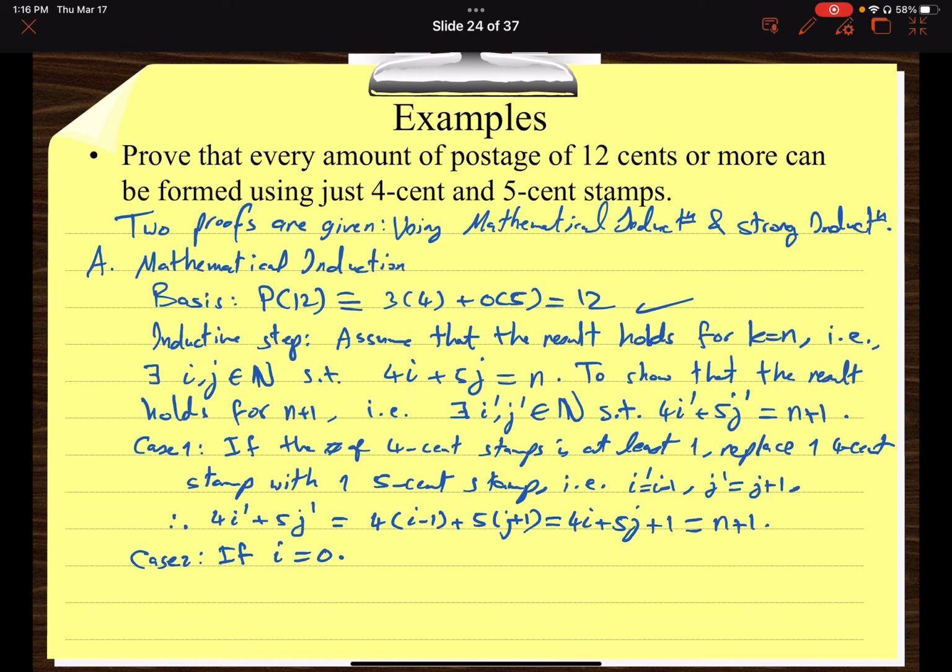Take away 3 5 stamps and add 4. Yes. If you remove 3 of the 5 stamps, that's 15. And then add 4 stamps. You will reach n plus 1, right? Again, there is one small problem. Are we sure that we have 3 5 stamps?